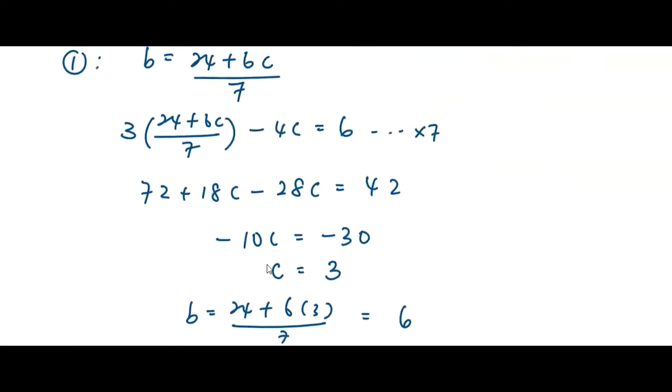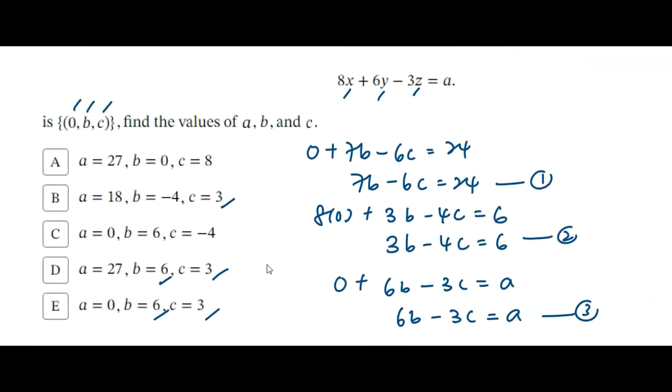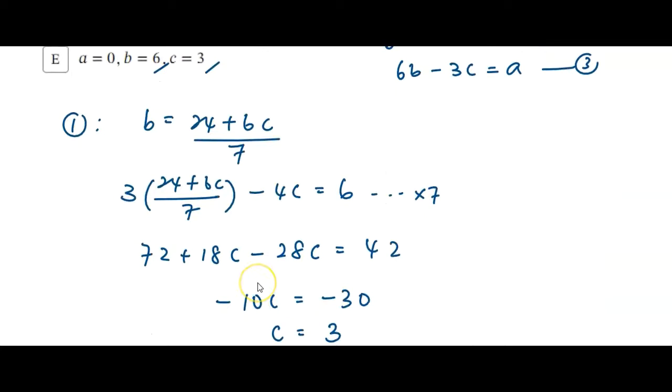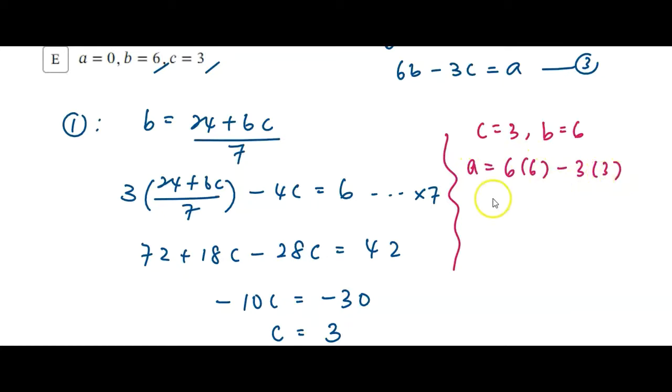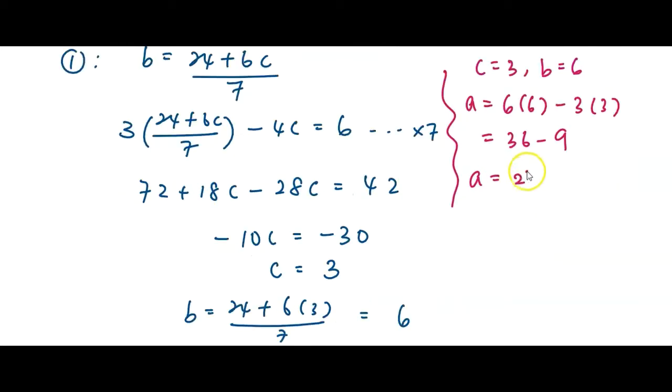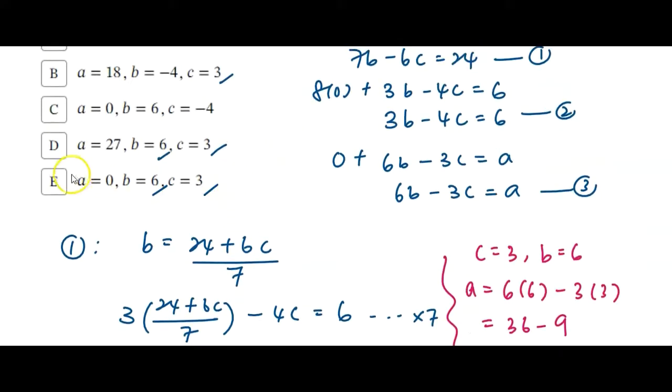So proceed to get a. Substitute c equals to 3, b equals to 6 into equation 3. So a has to be 6 multiplied by 6 minus 3 multiplied by 3. That will be 36 minus 9. So a has to be 27. So scroll up to choose the answer. We got a as 27 here. So the answer has to be D.